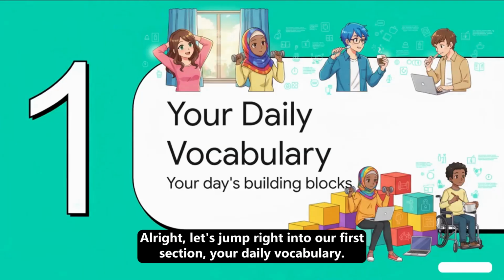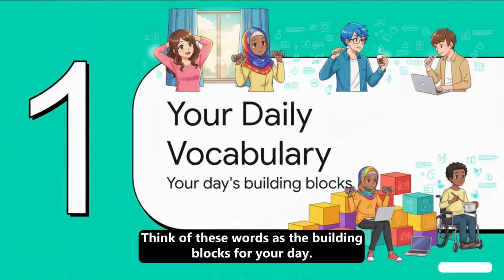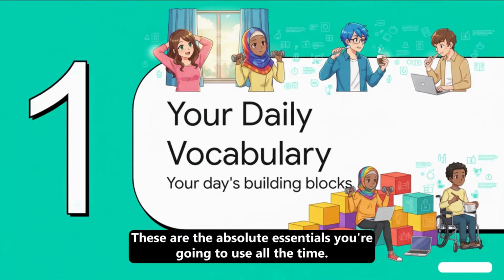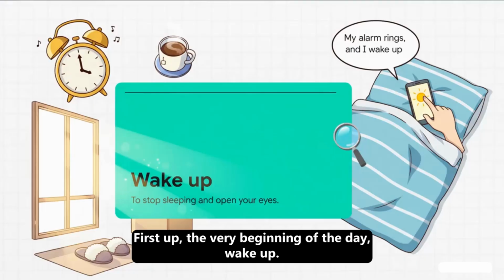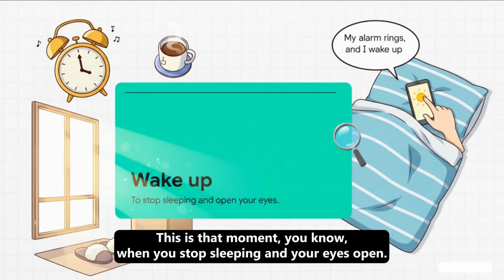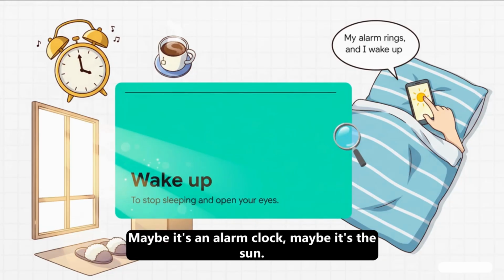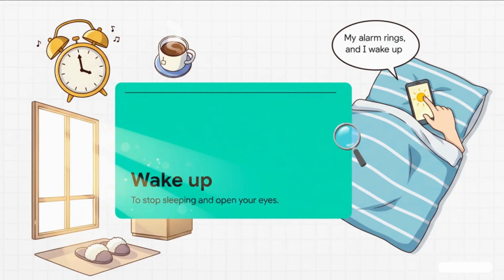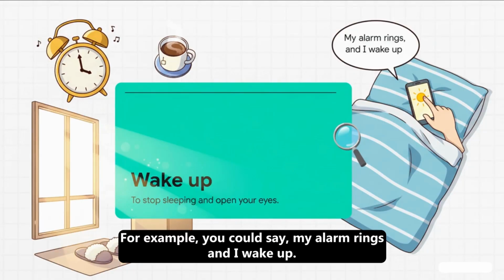All right, let's jump right into our first section, your daily vocabulary. Think of these words as the building blocks for your day. These are the absolute essentials you're going to use all the time. First up, the very beginning of the day, wake up. This is that moment when you stop sleeping and your eyes open. Maybe it's an alarm clock, maybe it's the sun. For example, you could say, my alarm rings and I wake up.